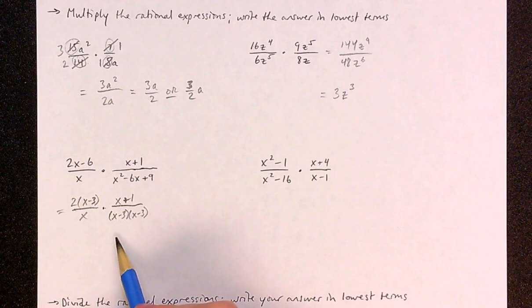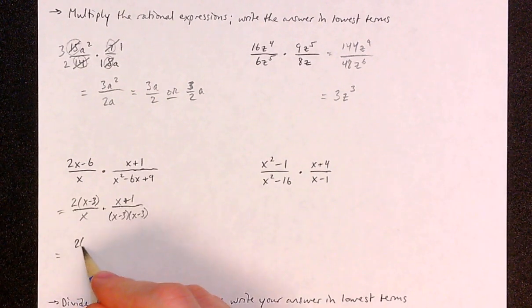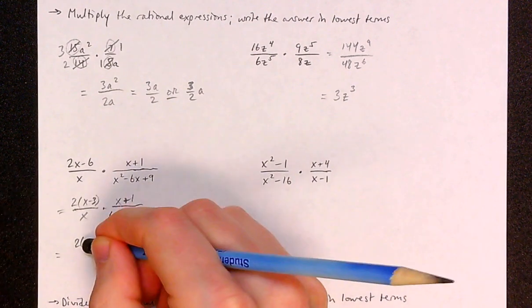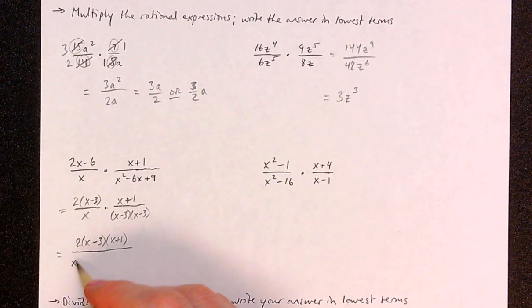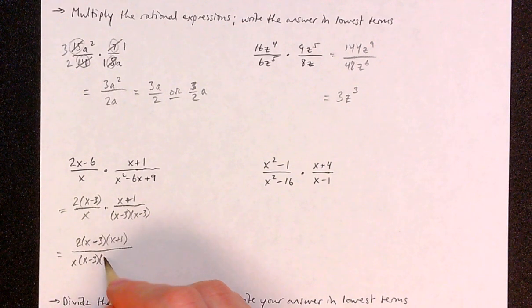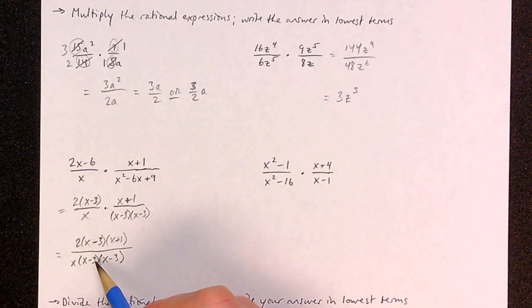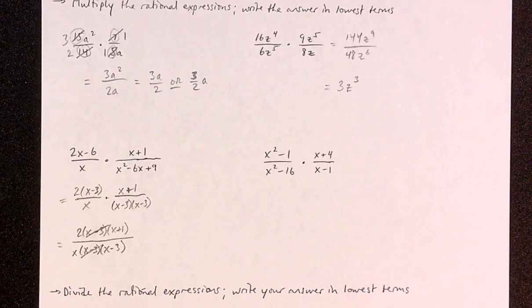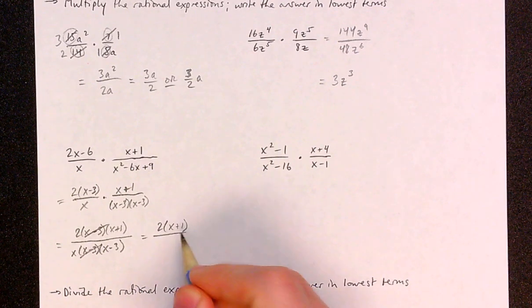So now we have this factored, and now we can multiply the tops and multiply the bottoms. So I have 2 times (x minus 3) times (x plus 1) divided by x times (x minus 3) times (x minus 3). And you see that we have a factor of x minus 3 on the top and a factor of x minus 3 on the bottom. We can divide and cancel those out. So I have 2 times (x plus 1) divided by x times (x minus 3).